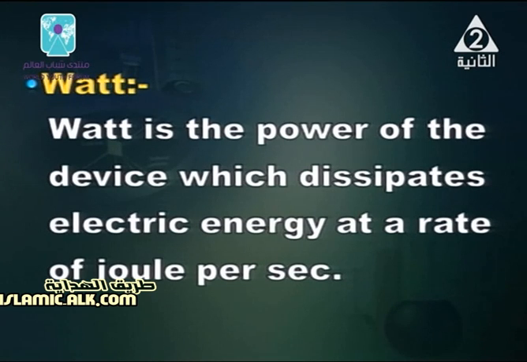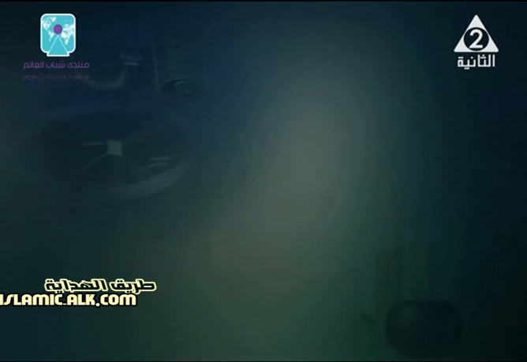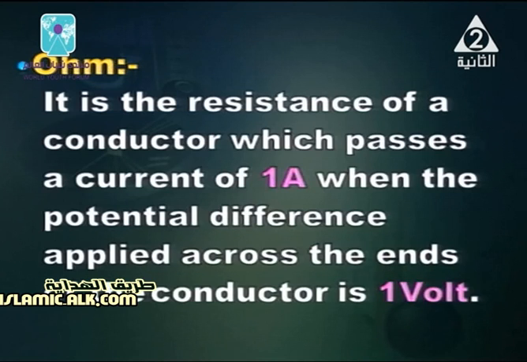And what about ohm? Definition of ohm. Ohm is the unit of, yes, electric resistance. It is the resistance of a conductor which passes a current of 1 ampere, when the potential difference applied across the ends of the conductor is 1 volt.